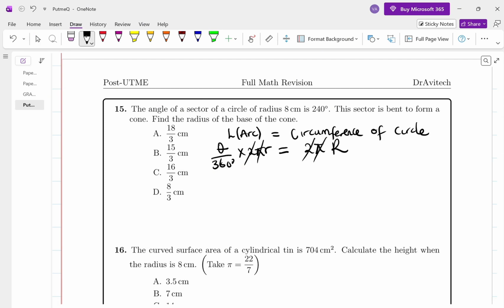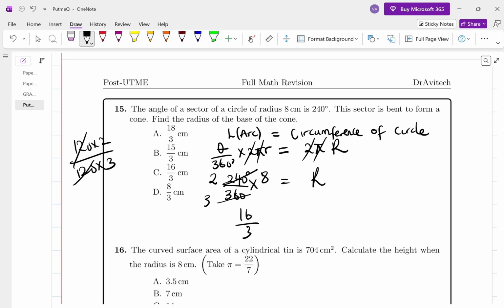Now the angle in the equation is 240. So this will be 240 over 360. Then r is remaining here. So r is 8. So this will equal the radius that we need. Now 240 will give us 2 and 360 will give us 3. I kind of know this because 240 is 120 times 2 and 360 is 120 times 3. So when they cancel out, we're going to have 2 over 3. Now 2 times 8 at the top gives us 16 over 3. So the answer is going to be C, 16 over 3. Okay, next one.